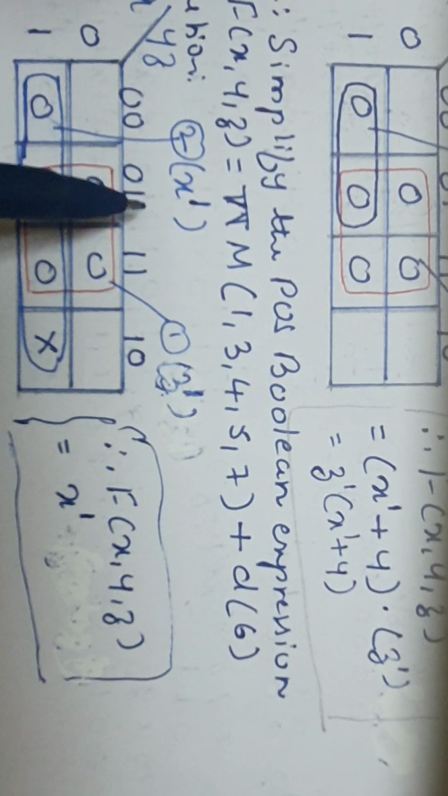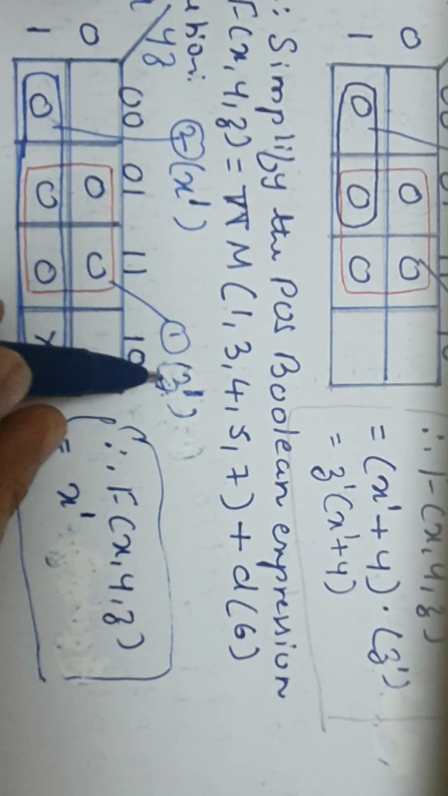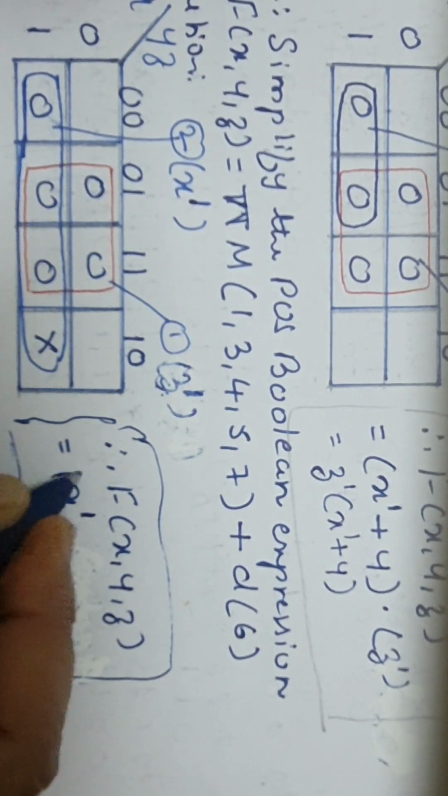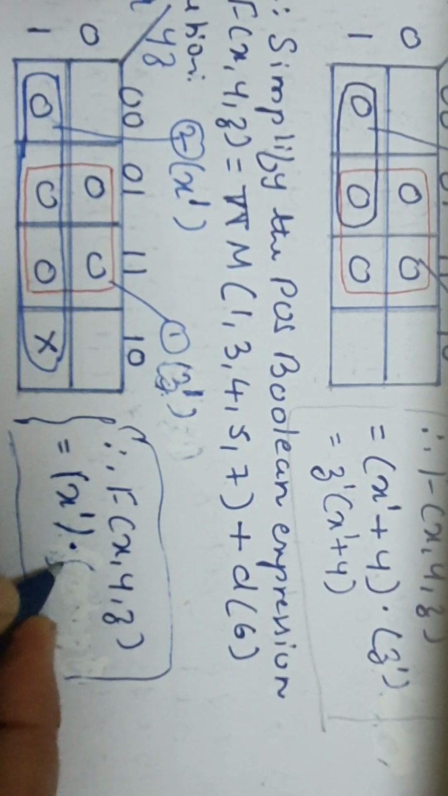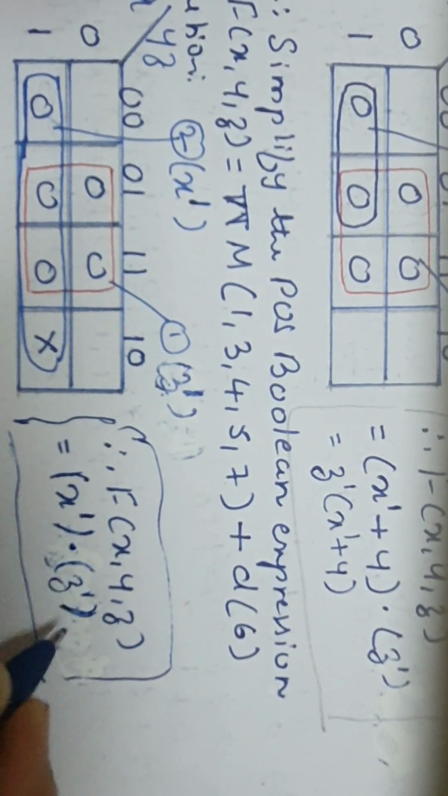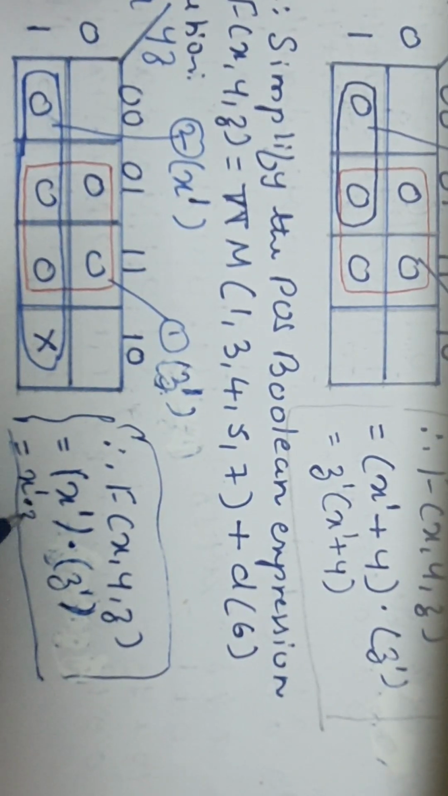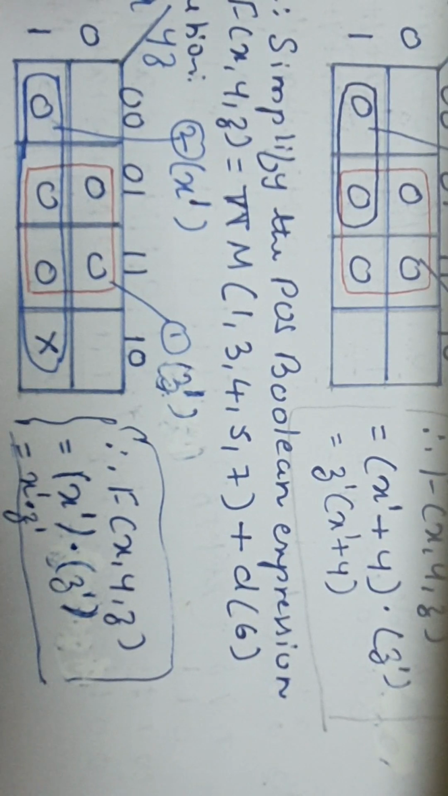Product of sum terms means this term and this term we must write. So X dash is written here. So this is 1, and the second one is Z dash, right? So the final solution is X dash and Z dash, or X dash Z dash. That is the solution of this problem.